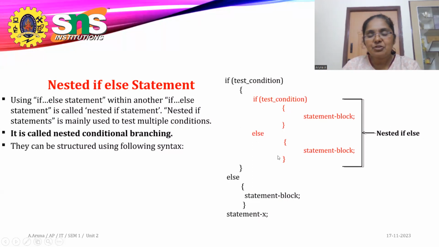In this case, which one is executed first? The inner if, which I have represented in red color, is executed first. If this particular condition is true, it will execute this one. Otherwise, it will move over here. After that, if it is false, it will execute this. After that, finally, statement X is executed and the next statement can be executed. This is the syntax for the nested if else.